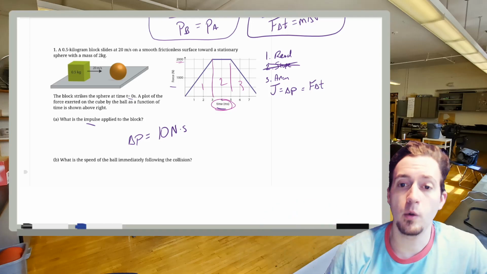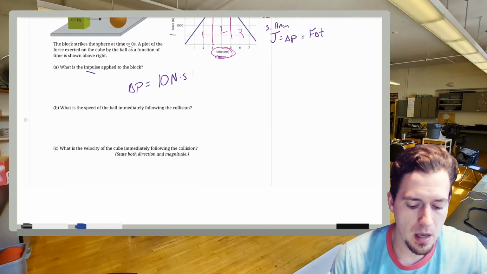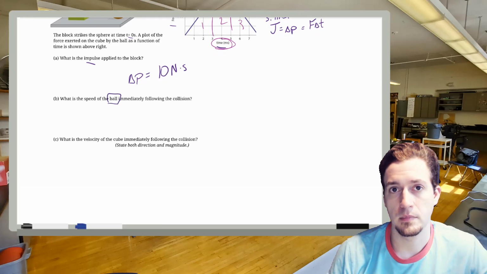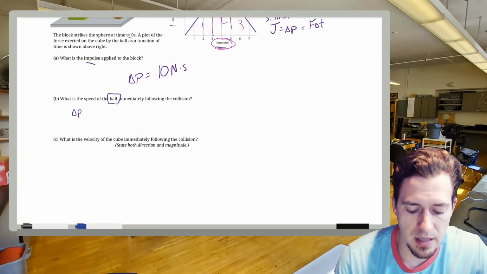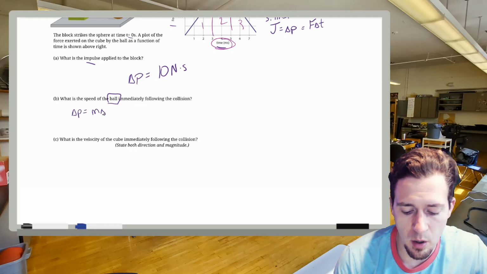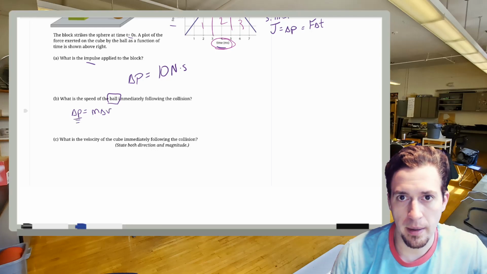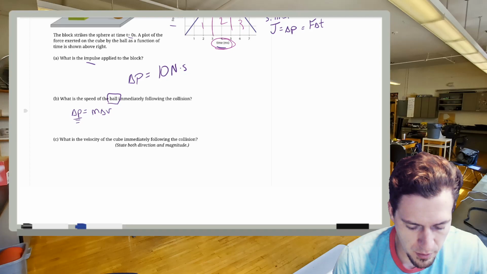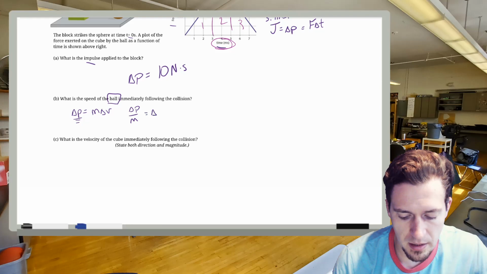Now let's head further into our questions and see which of our 2 methods we're going to use to approach this. It says, what is the speed of the ball? Last time I checked, the ball was one of the things, not all the things. So because the ball is one of the things and not all the things, I'm going to be using FATMAV. Here I'm only going to use MAV, and the reason is I already know what the change in momentum is. So I'll divide both sides by M, so delta P over M would be delta V.